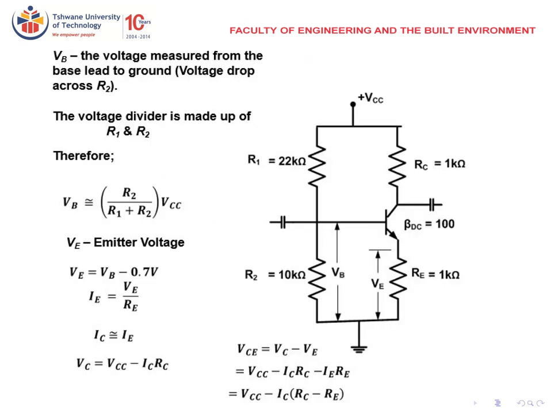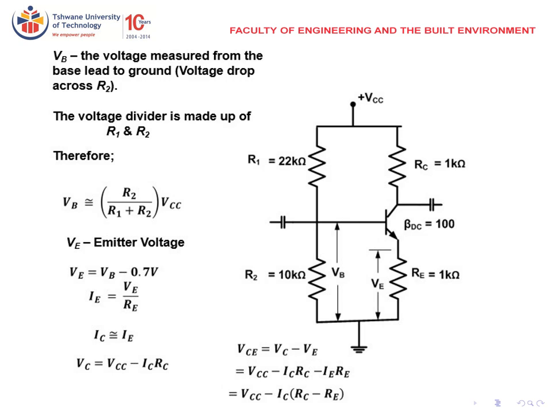VB is the voltage measured from the base lead to ground, the voltage drop across resistor R2. The voltage divider is made up of R1 and R2. Therefore, when using the formula, VB would be equal to R2 over R1 plus R2 times VCC. So this is the voltage divider formula. Then VE, your emitter voltage, is equal to the base voltage minus the base emitter voltage VBE, 0.7 volts. IE is equal to VE divided by RE.